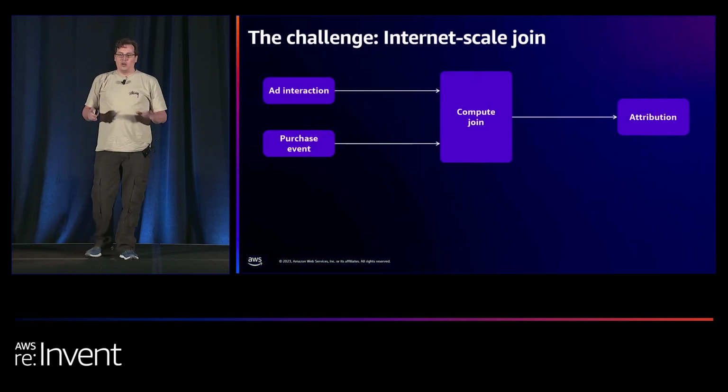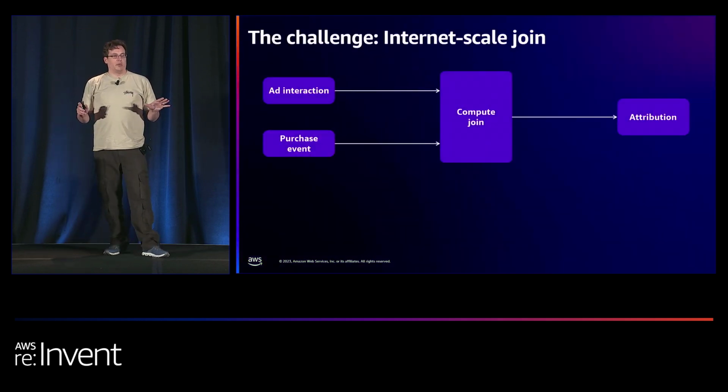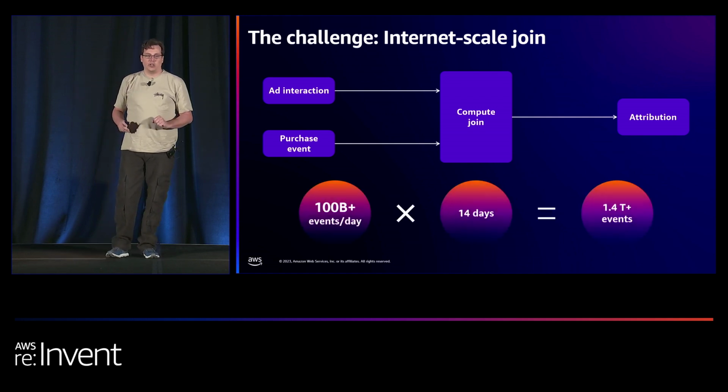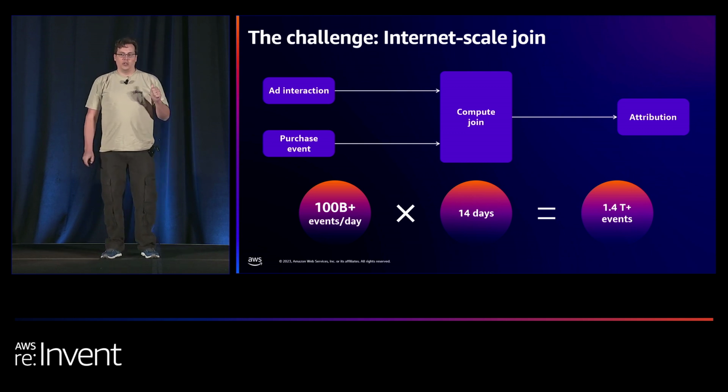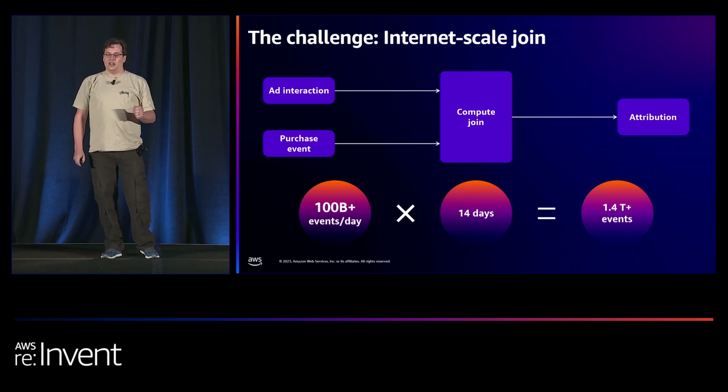So I want to highlight the problem that Tim was talking about first. This is what we call the internet scale join. Essentially, we're taking purchase events or any other things that we call conversion events and joining them with ad interactions. And that can be quite a large one. So let's take an example and put some data numbers to it. If we look at 100 billion events a day, and we join to the last 14 days of data, we're talking about 1.4 trillion events.